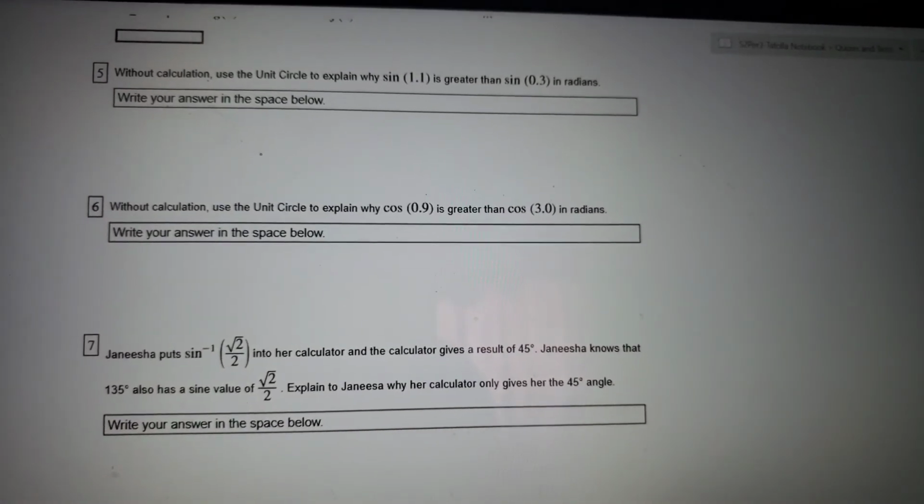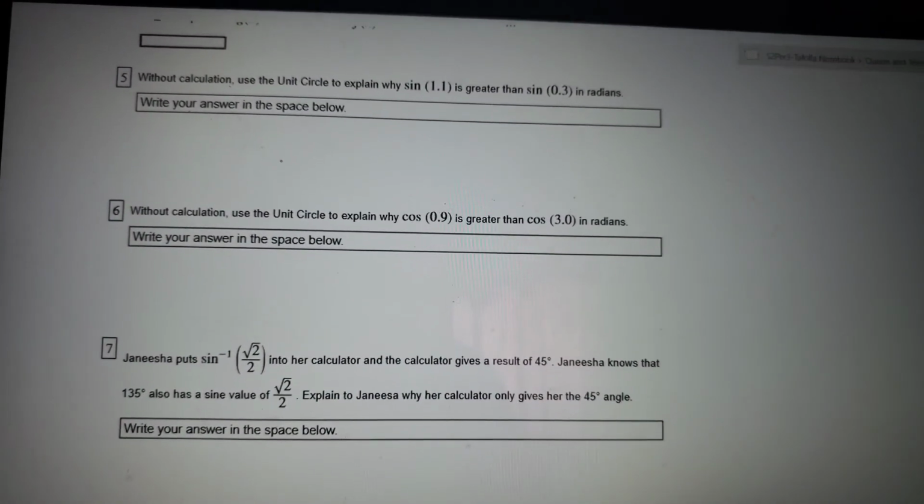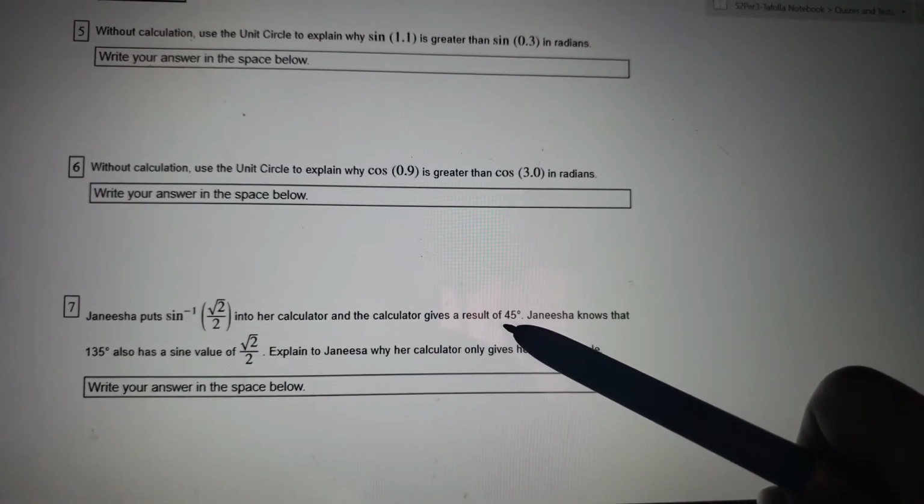The other one, explain why cosine of 0.9 is greater than cosine of 3.1. Oh, in radians. Both of these are in radians. I gave you problems like this using angles and radians and combinations of angles and radians. So what we did in class was actually harder than this, but I'll explain it just for the sake of you guys. Then we have this one. Janisha puts this into the calculator and she gets a result of 45 degrees.